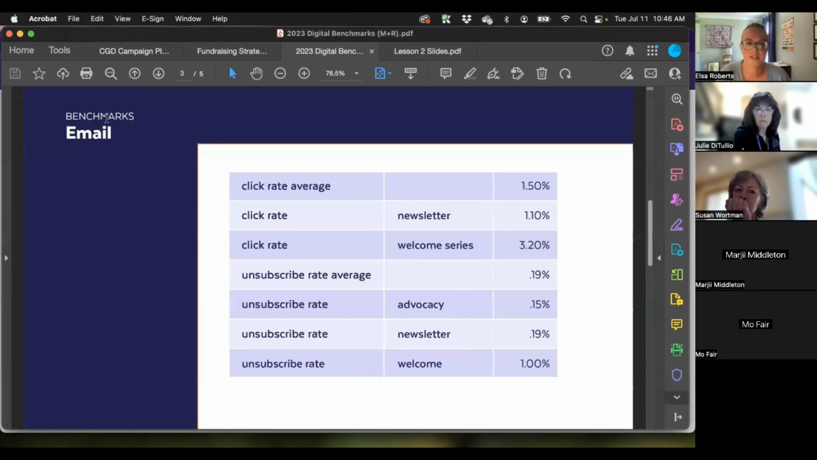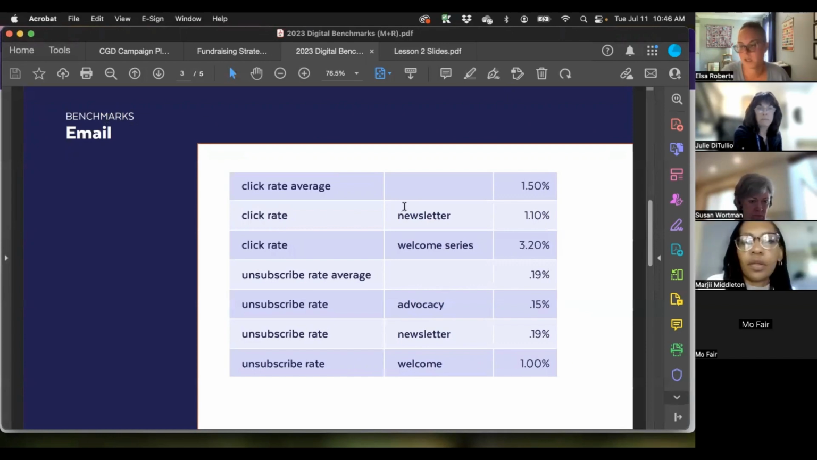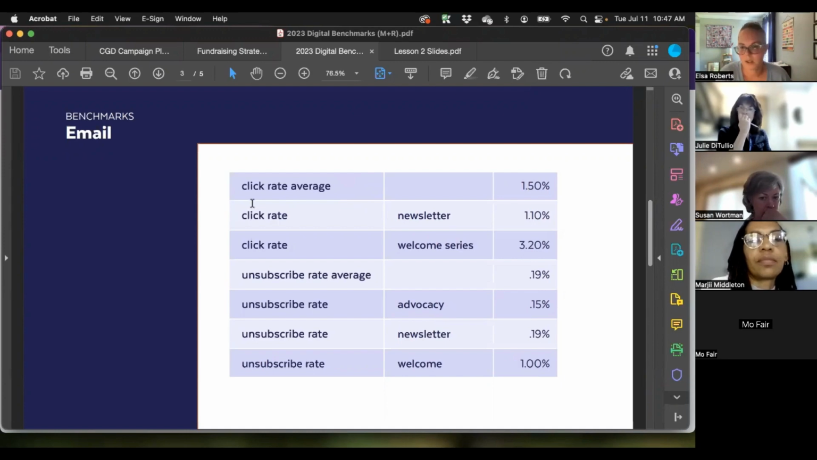For email, let's pause here. This is broken out by email type because different types of emails will typically have a different click rate. So the average click rate for this last year for the nonprofits that M&R sampled was 1.5%. Newsletter click rate hovered around 1.1%, and the click rate for welcome series, unsurprisingly, is higher at 3.2%. Because with the welcome series, you're getting someone new, and they're going to be more likely to want to interact with information that you shared with them.